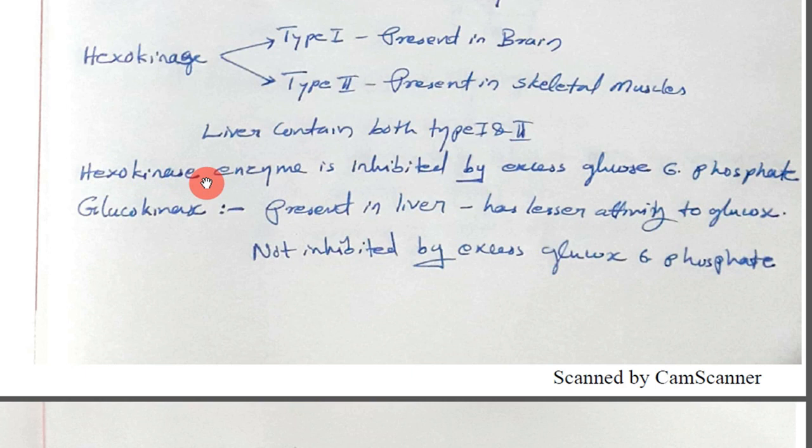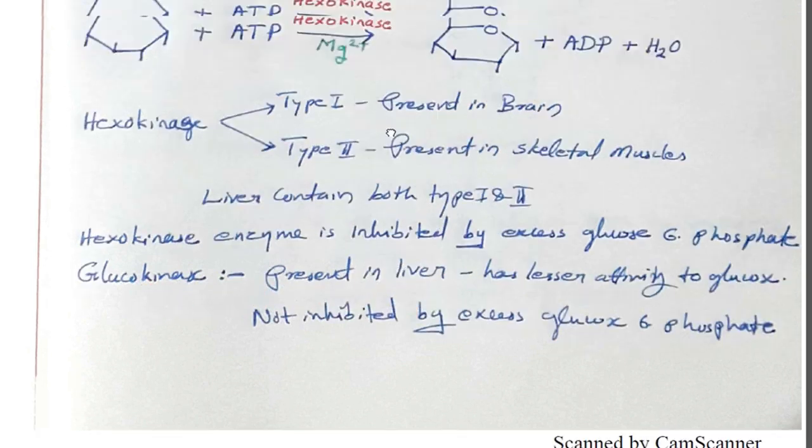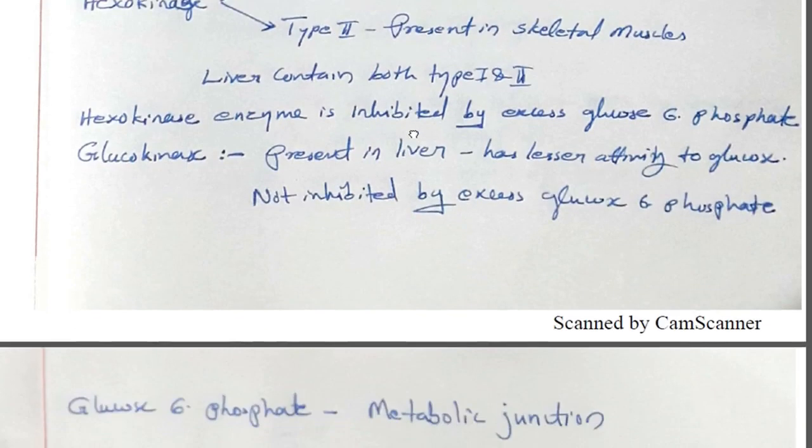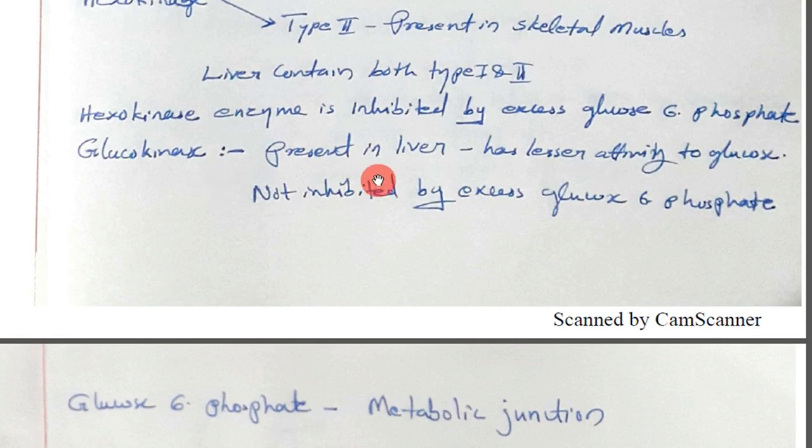There is a similar enzyme, namely glucokinase, which is present in abundance in the liver. It is also catalyzing the same reaction, that is phosphorylation of glucose into glucose 6-phosphate. But the glucokinase present in the liver has lesser affinity to glucose. It has high Km value when compared with the hexokinase. That means it has a lesser affinity to glucose.